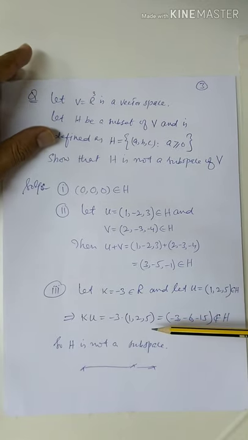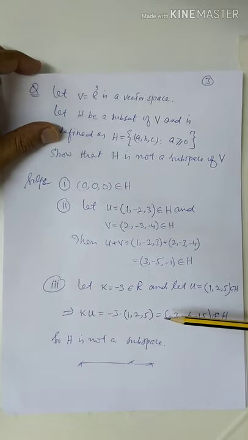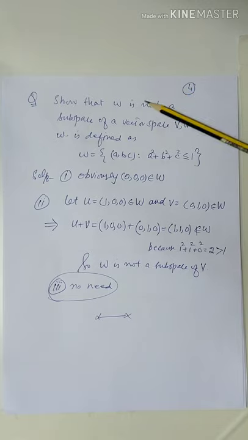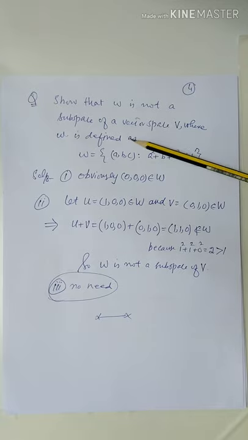So we can solve one more example if it is still not clear. Now another example: show that W is not a subspace of a vector space V, where W is defined as W equals ABC.